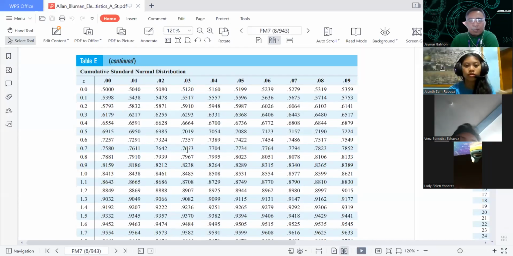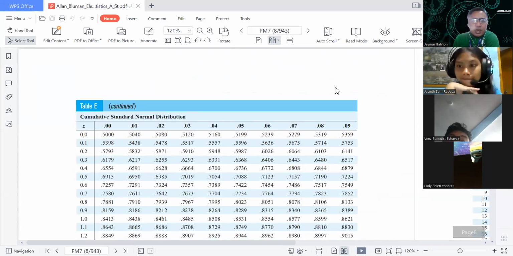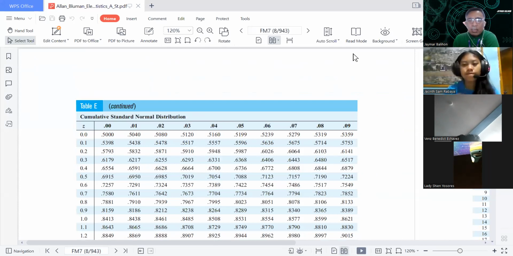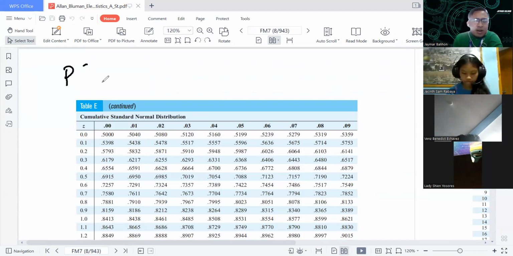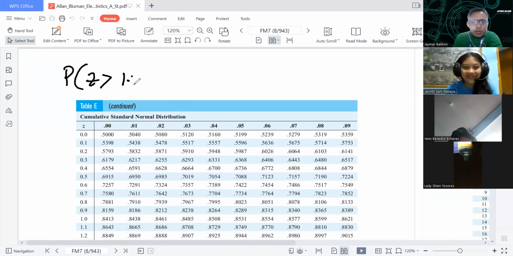Example. Let us go back to the table here. It is easy to find the table. Okay, say for example, I asked you to find, class, what is the probability of z greater than 1.23?